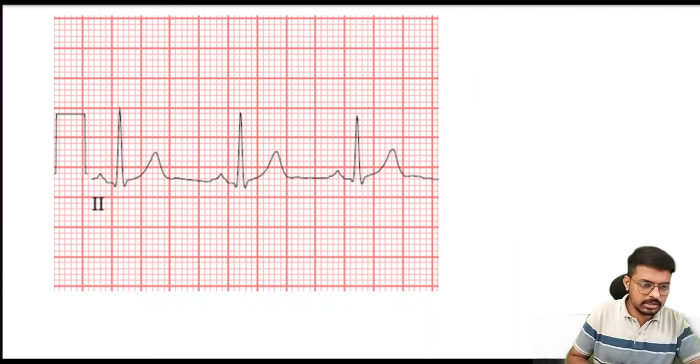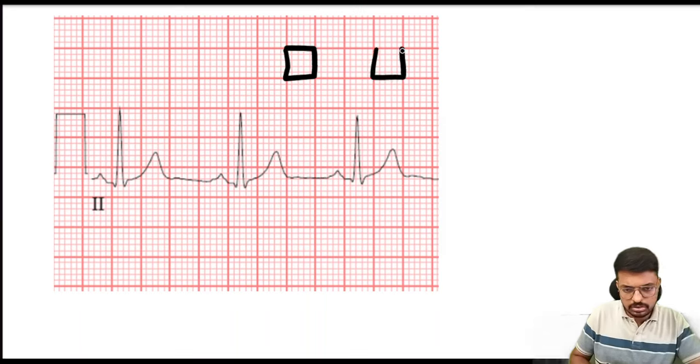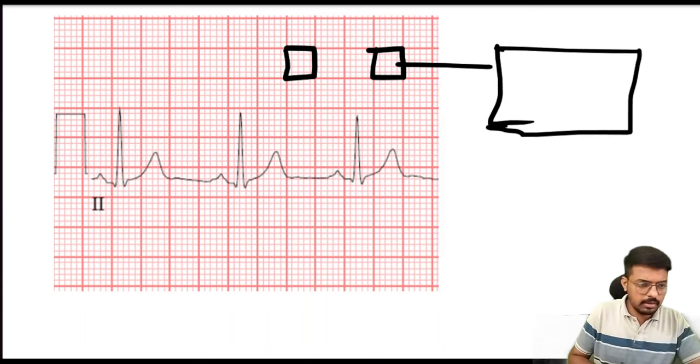Okay, look at the image. I am trying to teach everything from the basics. So this one is the big box. Okay, so these red highlighted ones are the big boxes. In every big box there are 5 small boxes. Okay, consider this one is the big box.